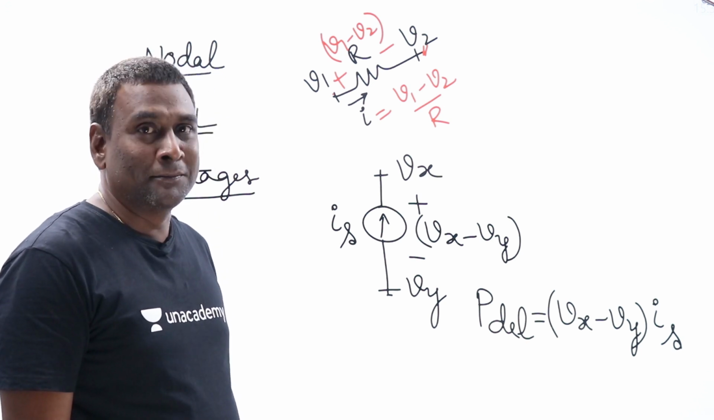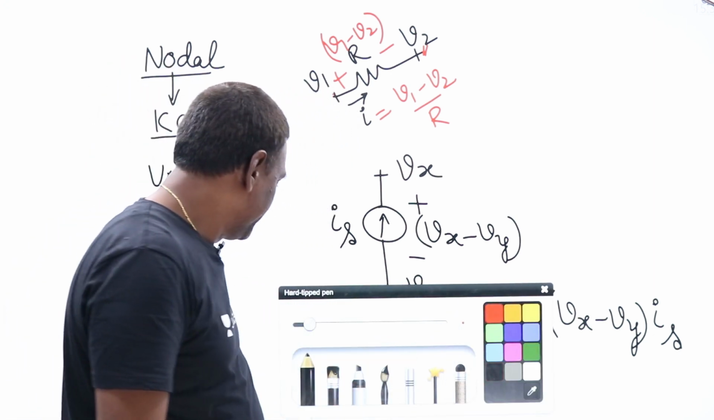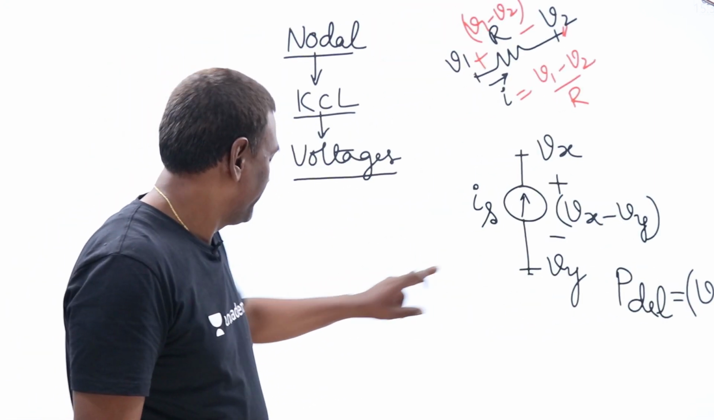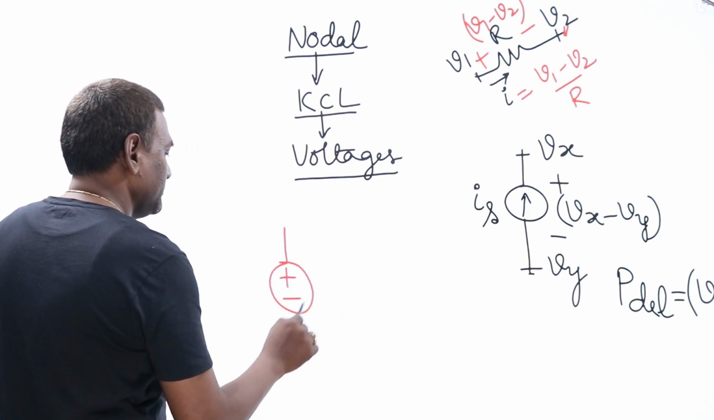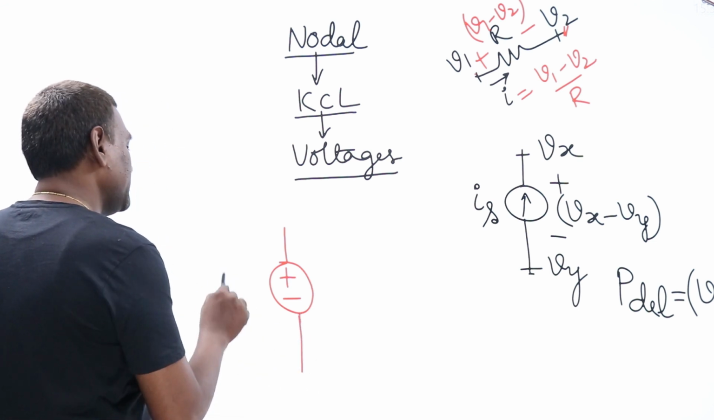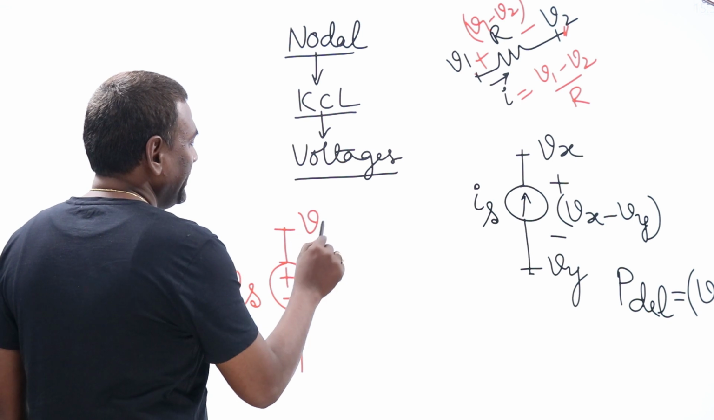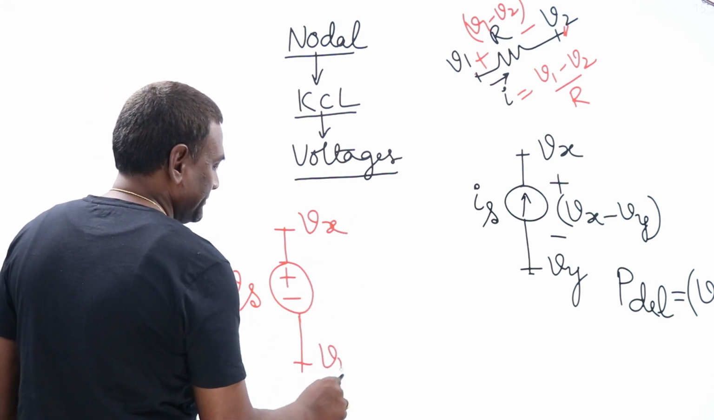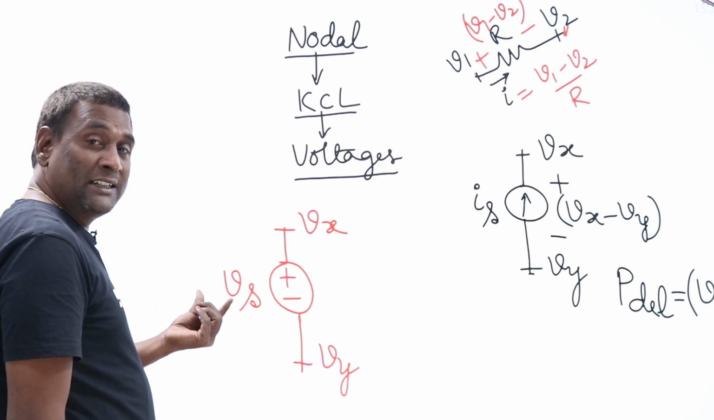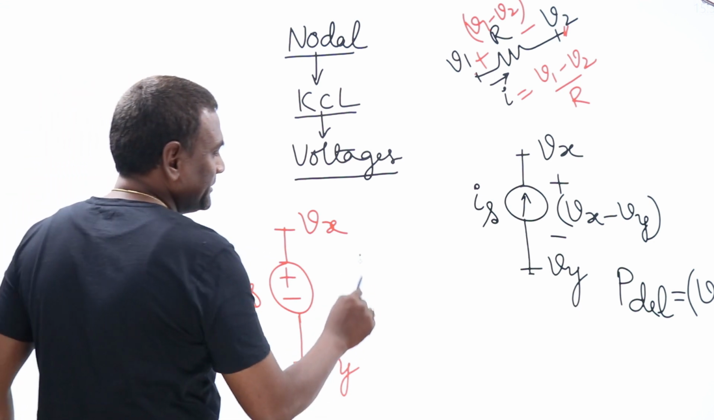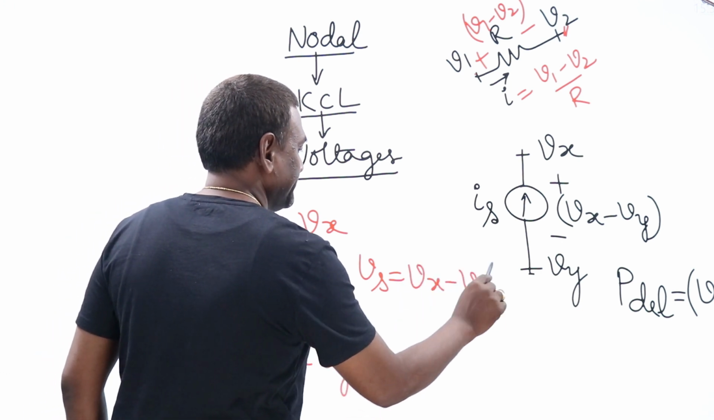But the problem will come with voltage source. See here, if I have voltage source, this is source voltage Vs. Let me think of this as Vx, this is Vy. Okay. Now, what is Vs? Vs is nothing but Vx minus Vy. Vs equal to Vx minus Vy.